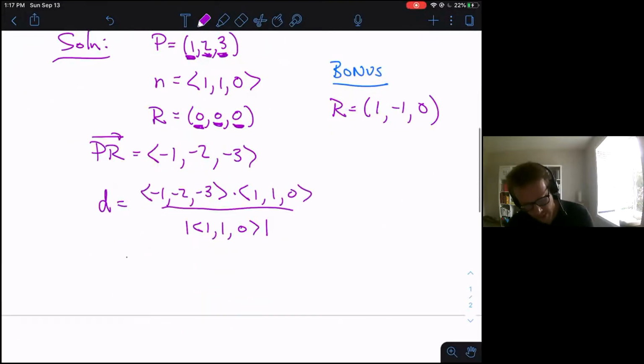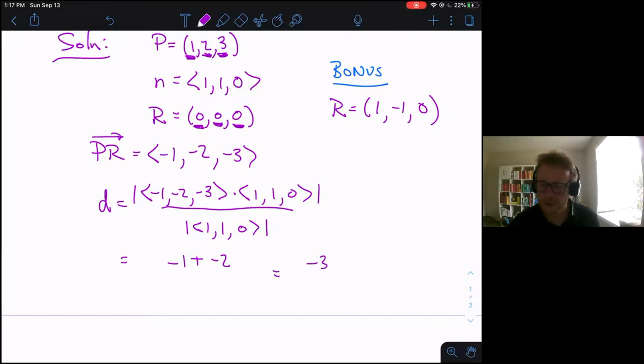And so let's go ahead. Oops, I forgot my absolute values up here. So when I apply this dot product, I get -1 plus -2 plus 0. So that's just, okay, I guess -3 altogether. And you can see that this is why you want those absolute values, right? Because a negative distance doesn't really make a whole lot of sense in this context. And so that's why these absolute values are here. So this is going to end up being 3.